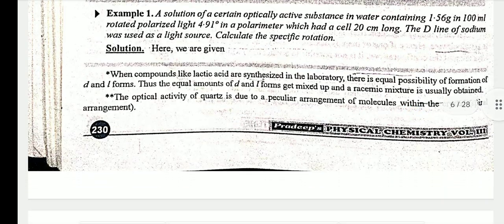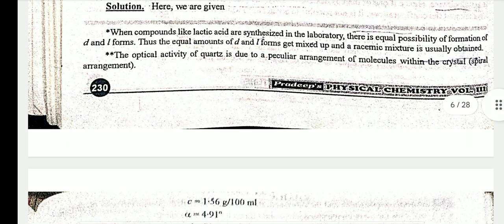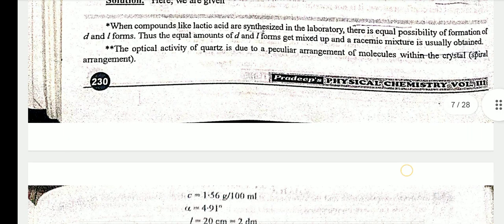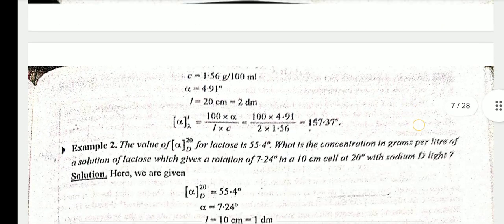When compounds like lactic acid are synthesized in the laboratory, there is equal possibility of formation of D and L forms. Thus, equal amounts of D and L forms get mixed up and a racemic mixture is usually obtained. The optical activity of quartz is due to the regular spiral arrangement of molecules within the crystal.